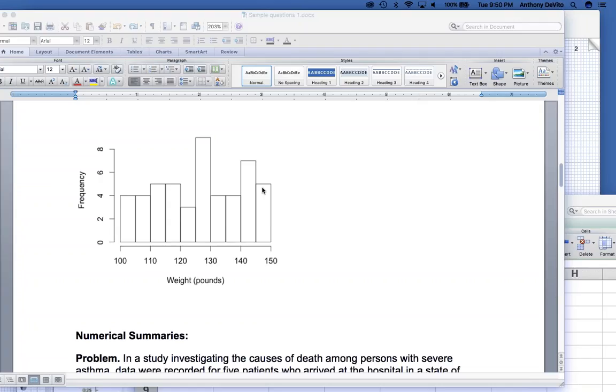7 and 5 is 12 people. That's 12 people out of 50 people, which is going to be 24% of this population. Hang on, let me think about that a second. 7 and 5 is 12 out of 50. Yeah, 24% of this population weighs over 140 pounds. Did I do that right? Yeah, 24% of the population weighs over 140 pounds.